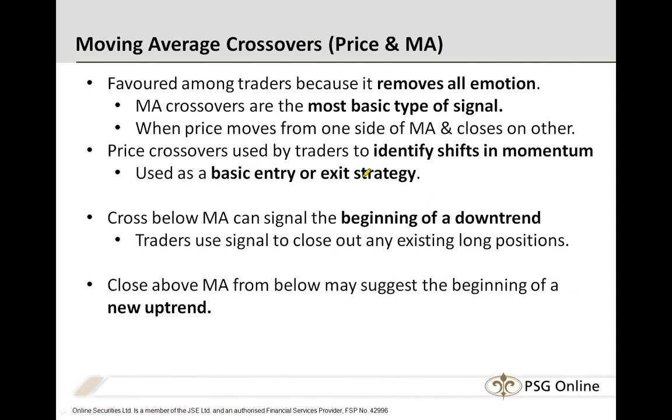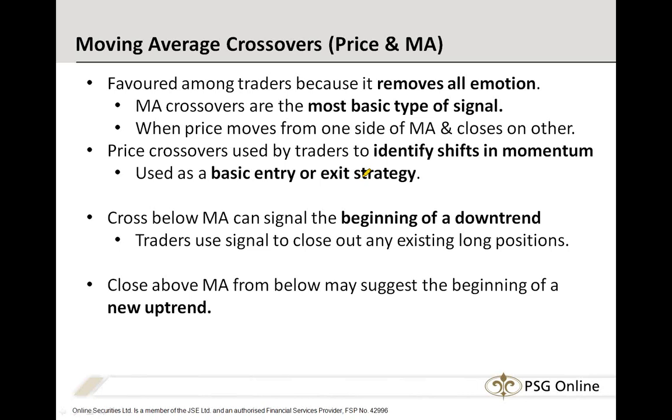So the whole idea is that you can use the price and the moving average. It's telling you the price is above or below. If the price is below the moving average, obviously it's the beginning of a downtrend. If the share price closes above a moving average, it suggests a new uptrend. So it eliminates that human emotion.